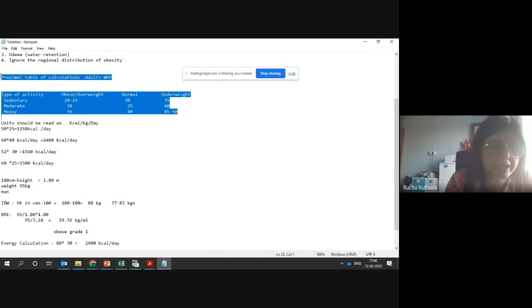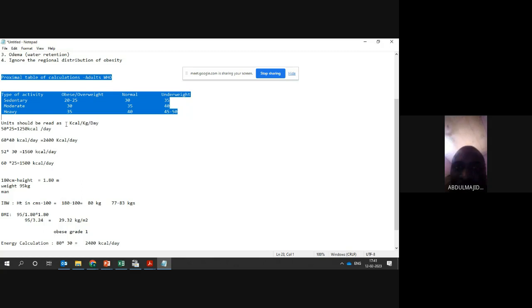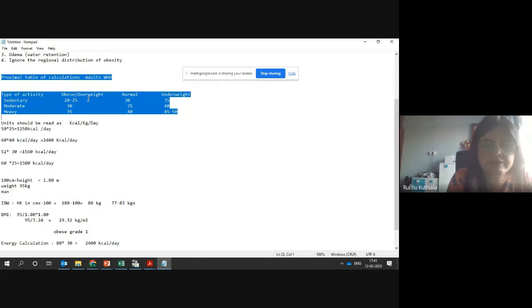So don't get confused. Just look at what I have highlighted. This is given by WHO. You all have to write this table and try to remember it, or else put it on your wall so that you can remember it. In this case, the client was obese but a moderate worker. So we have to look at the cadre of the obese only. Under obese, I have written 20 to 25, 30, 35. This particular person is a moderate worker, so I have picked up what is in front of moderate, which is 30.